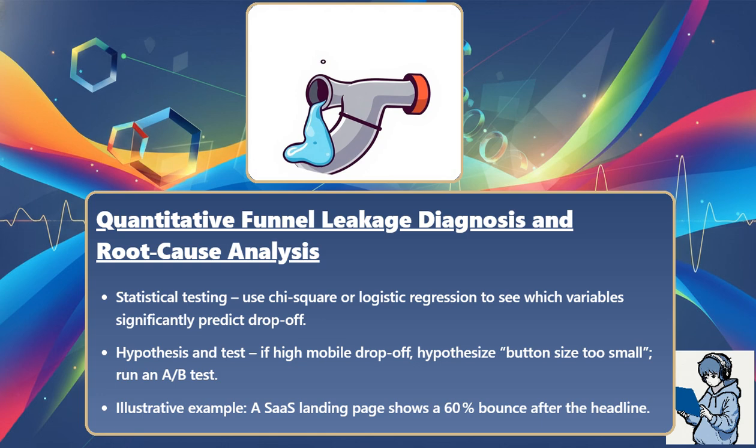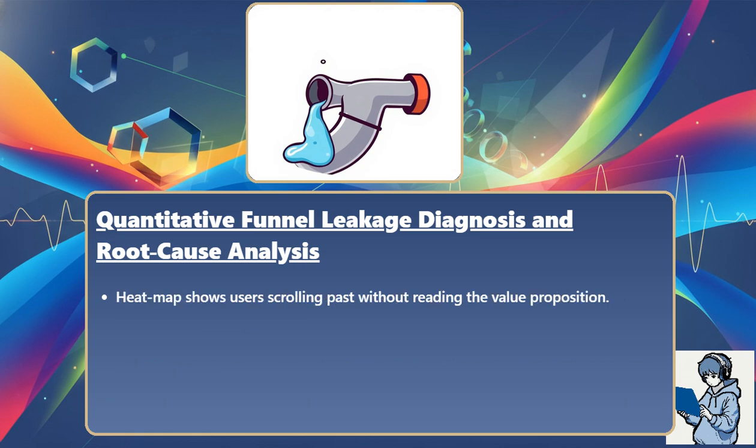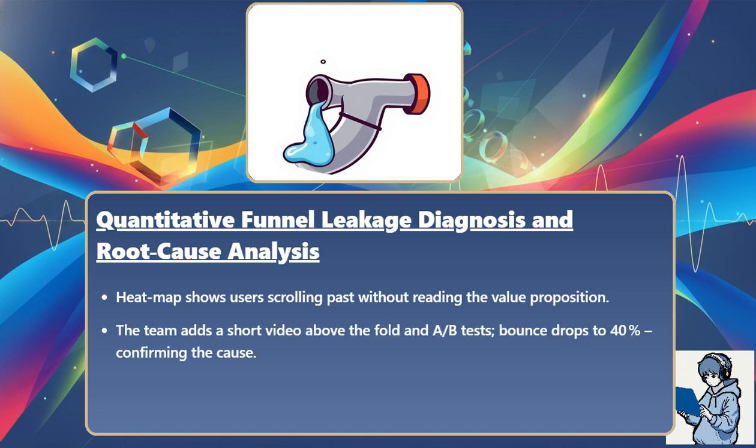Illustrative example. A SaaS landing page shows a 60% bounce after the headline. Heat map shows users scrolling past without reading the value proposition. The team adds a short video above the fold and A/B tests. Bounce drops to 40%, confirming the cause.